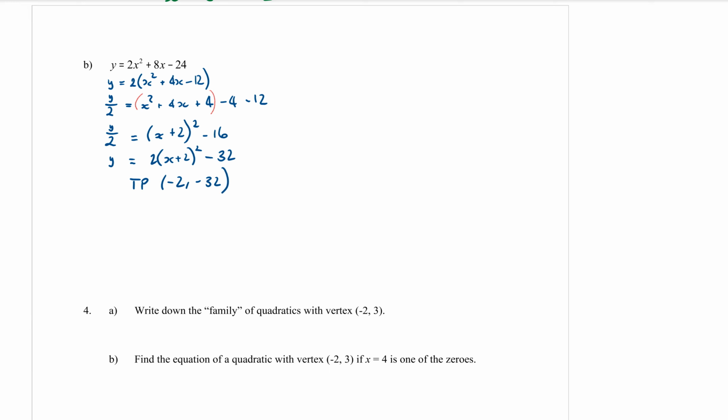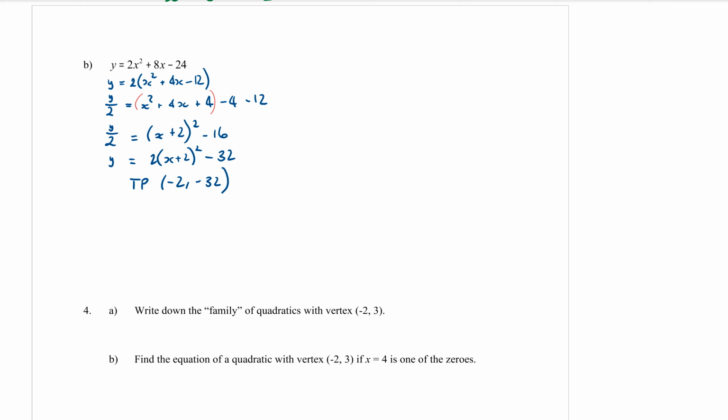What does that 2 do? Oh, it makes it wider or narrower. So it doesn't move the turning point. We don't need that 2 to help us with the turning point. All it's doing is changing the width of the parabola, and that's why that's there, okay?